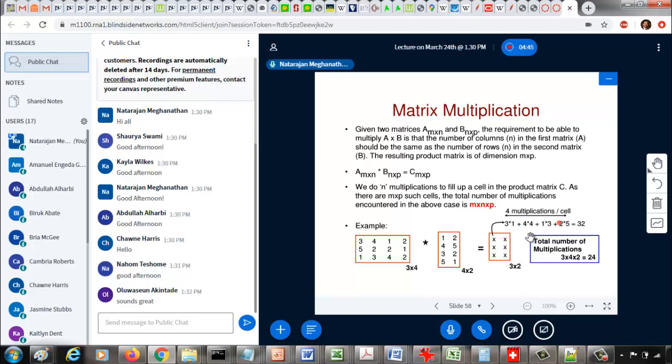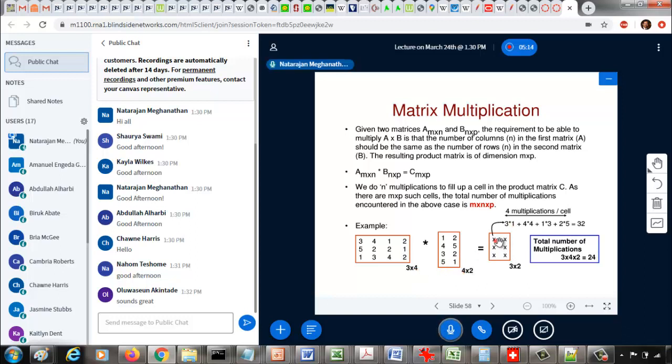Where that 4 comes from is the common dimension. There are 4 columns here and 4 rows here, and they have to match. That's why, in order for us to do this multiplication, the number of columns in the first matrix should match the number of rows in the second matrix. Then only you can multiply these two matrices. So those 4 multiplications come from the common dimension.